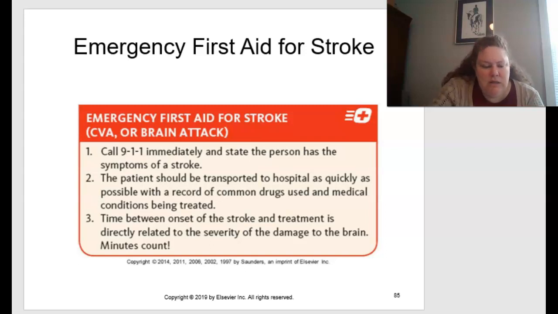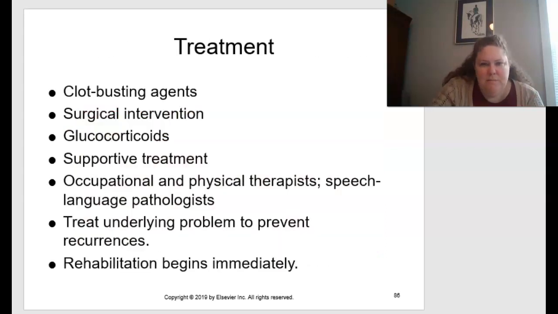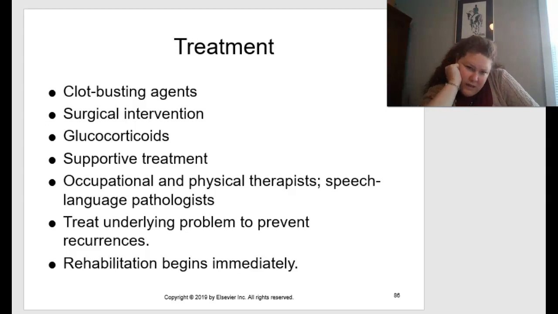So the quicker that you can get them there, the best. What about treatment? Well, they can use clot-busting agents such as TPA, the tissue plasminogen activator. Initial screening has to rule out hemorrhage or other contraindications before the use of an anticoagulant drug. So the TPA is one of the mainstream ones if you're eligible for it.